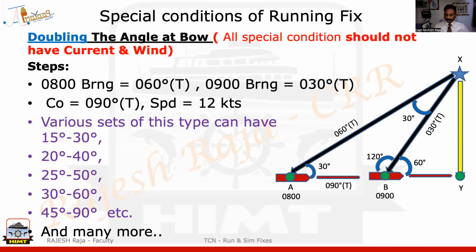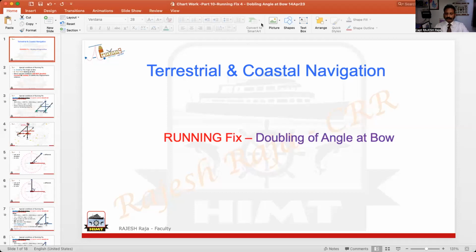So this is the concept of doubling of angle at the bow. I hope it was easy to understand. It's a very basic concept which comes as a part of a question within a main question. It could be a separate question for maybe BSc first years and DNS. But when you come to second mates and mates, this is always a part of your question. And as I told you earlier, this concept can be used in days work questions where you'll have limited data. So you cannot use the running fix principle. You'll have to go by the doubling of angle.